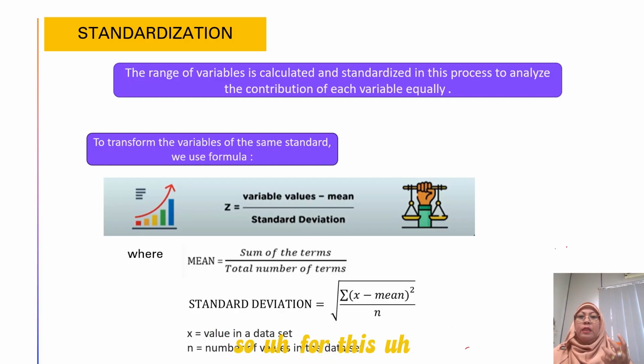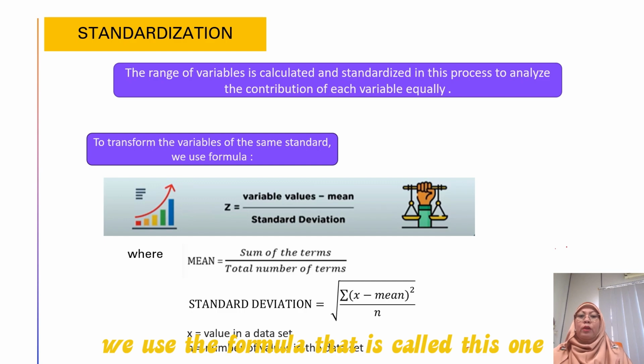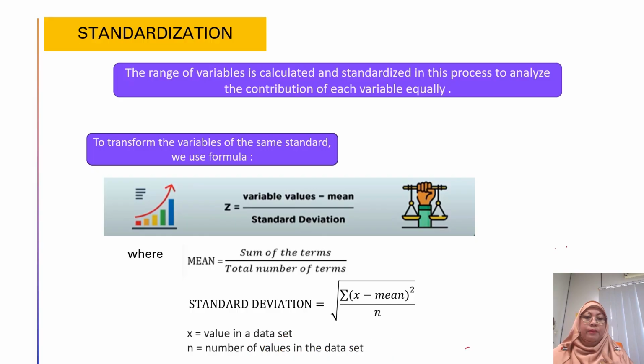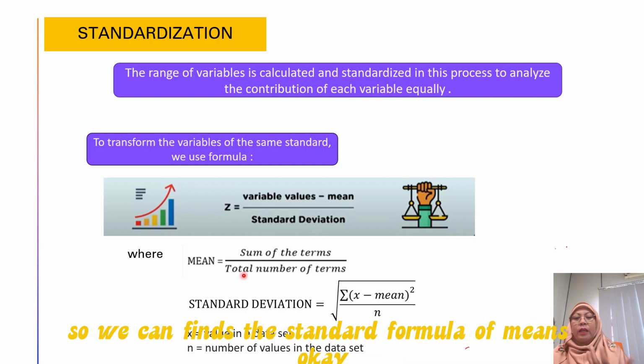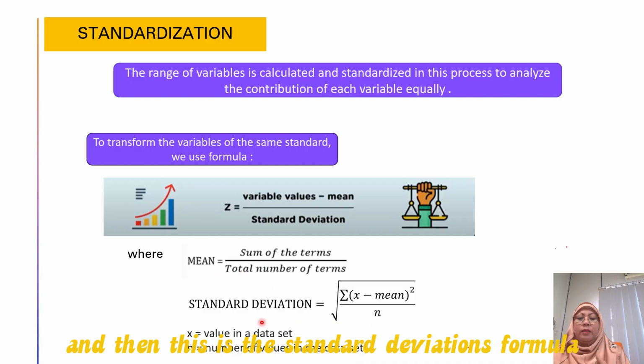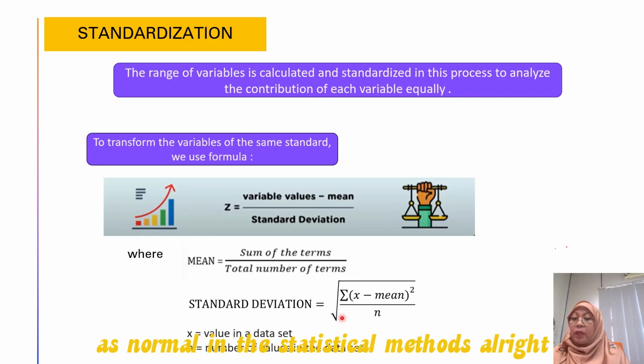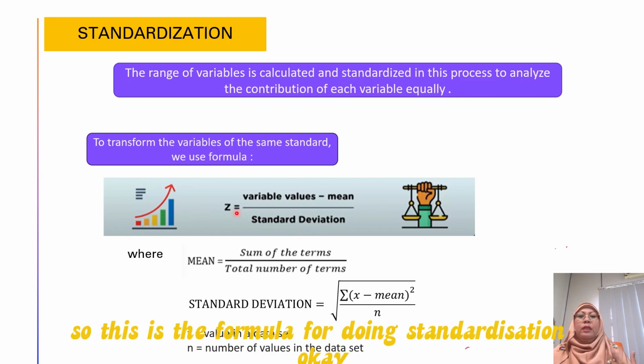For this, we use the following formula: z equals the variable value minus the mean, divided by the standard deviation. Here we can find the standard formula of the mean, and this is the standard deviation formula, as normal in statistical methods. So this is the formula for doing standardization.